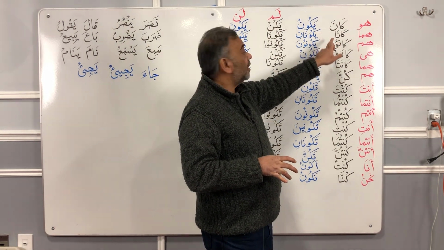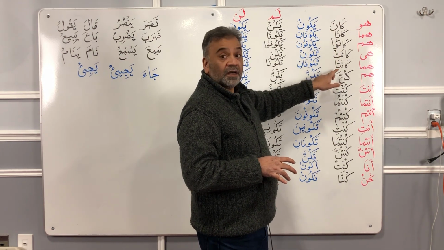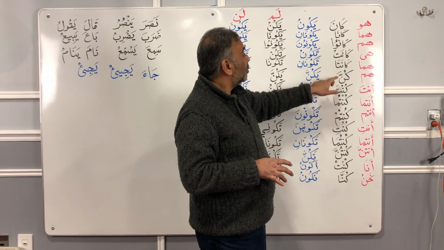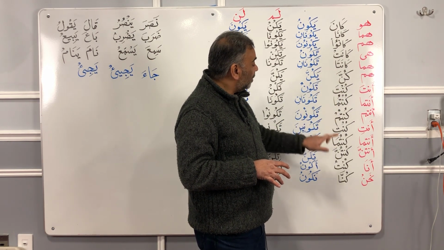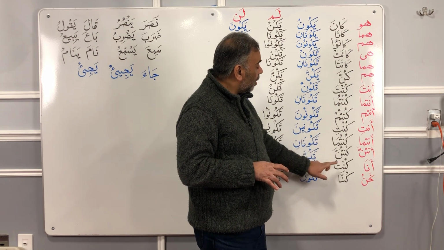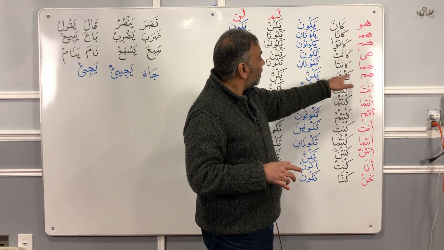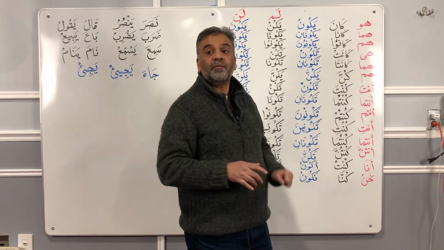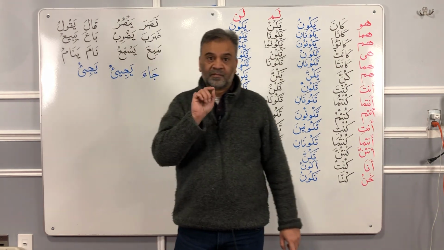Kana, kana, kanu, kanat, kanata. Kunna, kunta, kuntuma, kuntum, kunti, kuntuma, kuntunna, kuntu, kunna. Why is there suddenly a dhamma coming at home? Because it belongs to bab nasara, right.